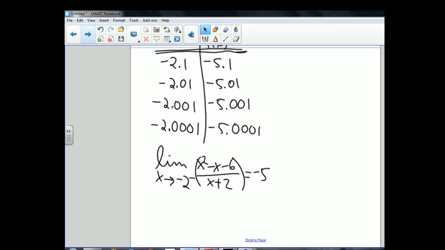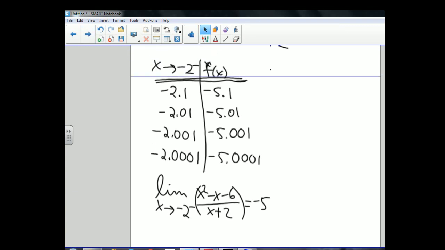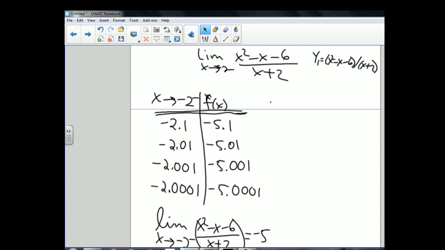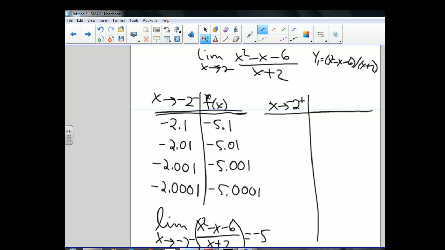So now we're going to go back up to the top, and we're going to use the table from the right of negative 2. That's why we put the little plus after it there. And we are finding the limit of the function f of x. To the right of negative 2, we have negative 1.9, and our output value is negative 4.9. Even closer, negative 1.99, and our output value is now negative 4.99.